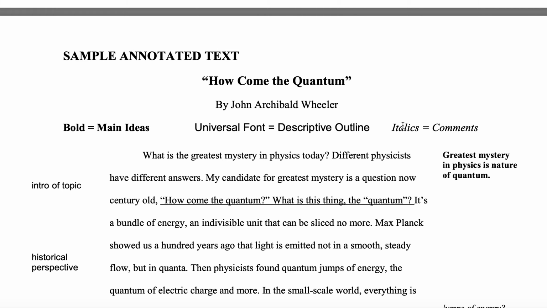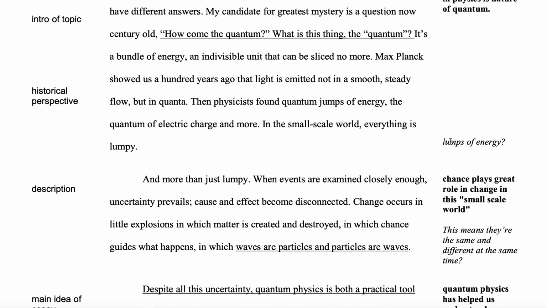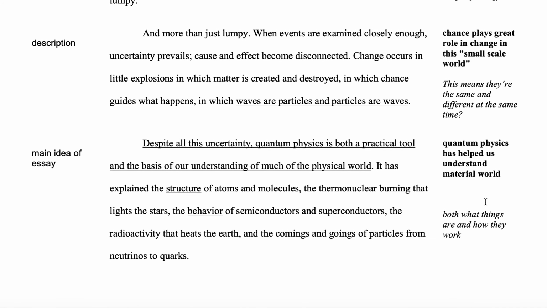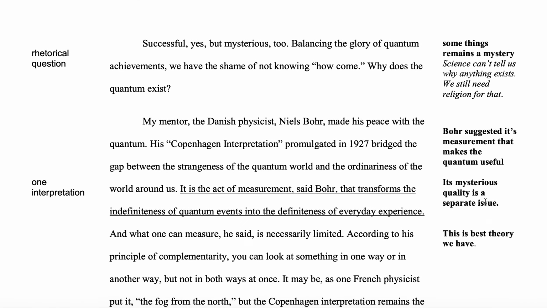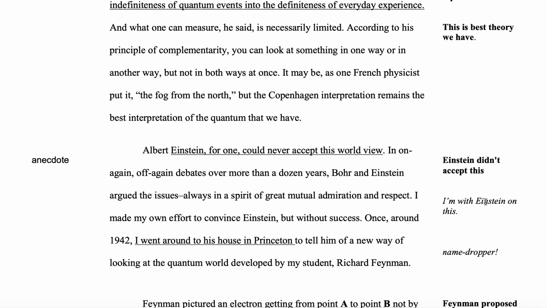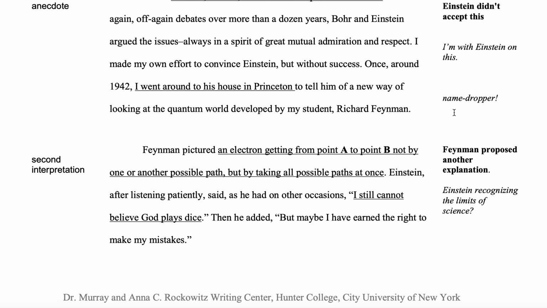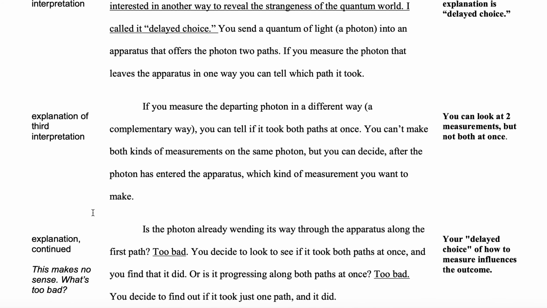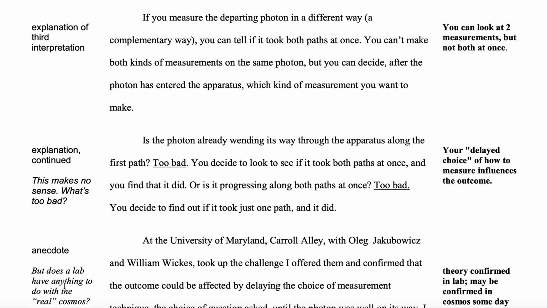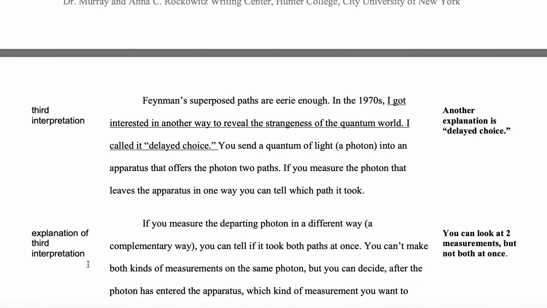The author chose, not the author, the annotator chose to insert his or her comments in italics, so they can range from questions to reactions to maybe explanations for self, etc., etc. Like here, I'm with Einstein on this. Name dropper, meaning the author is showing off that he knows people, etc., etc. So this makes no sense. What's too bad? But does the lab have anything to do with real cosmos, etc.?